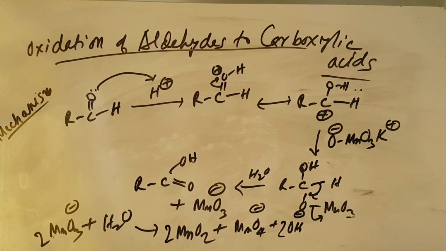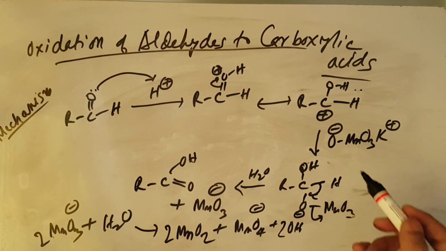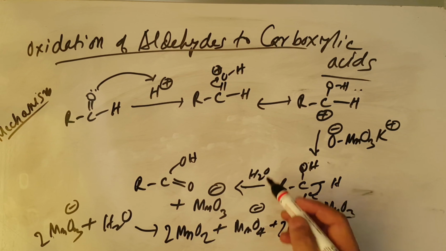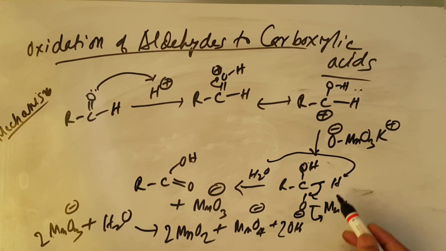I'm repeating again the mechanism of oxidation of aldehydes to carboxylic acid. Here we use the acid medium. First the aldehyde is protonated and you get this carbocation, which reacts with permanganate. Then it is attacked by water and loses the proton. We get the carboxylic acid and the manganese trioxide anion, which can be hydrolyzed to give permanganate, so it can be reused again. This is the oxidation of aldehydes to carboxylic acids.